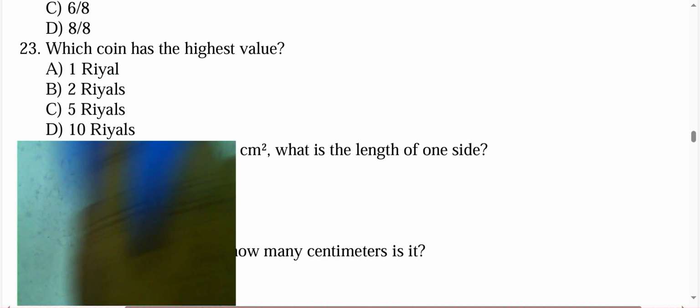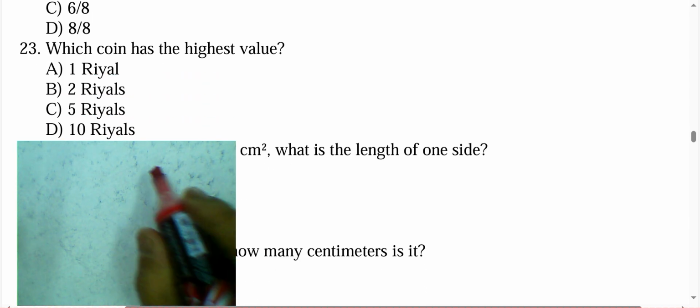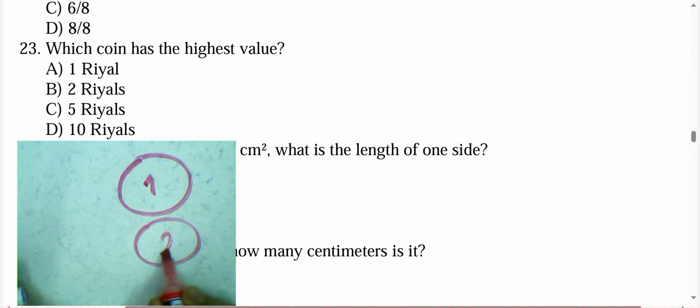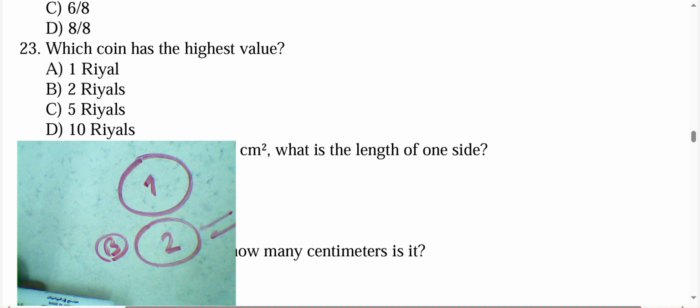Which coin has the highest value? We know a coin like this. We have 1 riyal and 2 riyals only. So what did he ask about? The highest value, it will be 2 riyals. Choose letter B, 2 riyals. Okay? Understood? He asked about what? Coin. You know a coin? Like this. We have 1 riyal or 2 riyals. So the result will be 2 riyals. Choose letter B here.